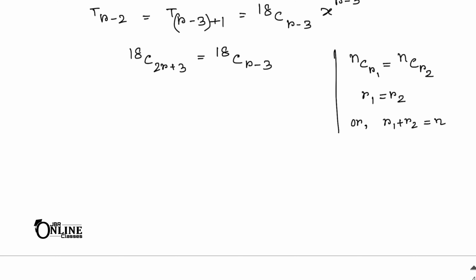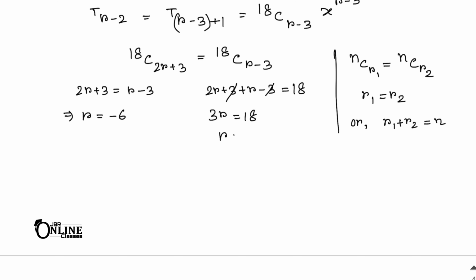So here you can apply this formula. 2r+3 equals r-3, or 2r+3 plus r-3 equals 18. So the first gives r equal to minus 6, and from the second, 3r equals 18, so r equals 6. Now r equal to 6 is your answer, because r equal to minus 6 is not possible.